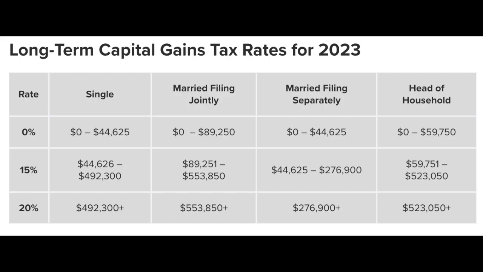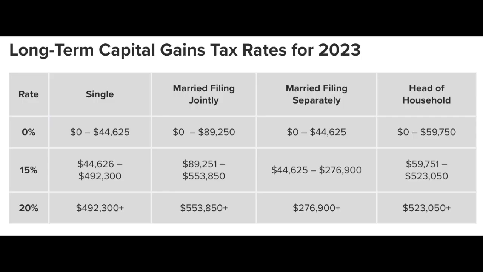However, if I held it for 12 months or longer, I'm subject to long-term capital gains treatment, which is a lot more favorable. If I'm married, filing jointly, depending on my income, that could be taxed at 0%, it could be taxed at 15%, or it could be taxed at 20%, depending on if it's long-term and depending on my income bracket.